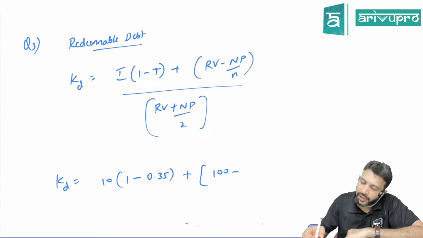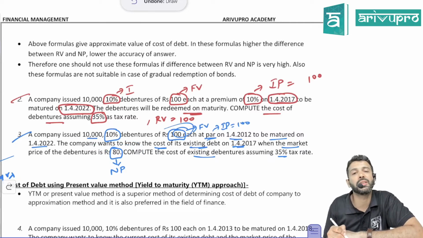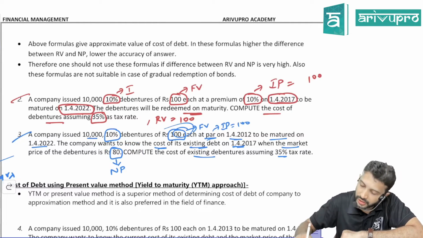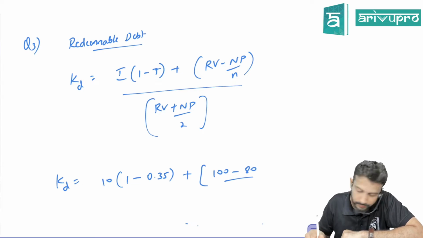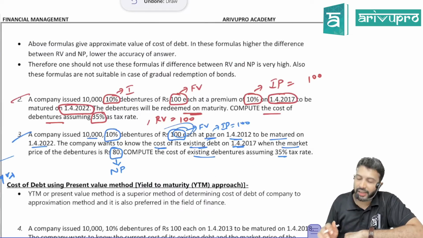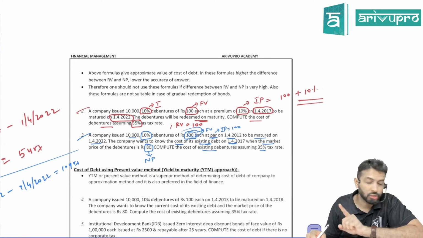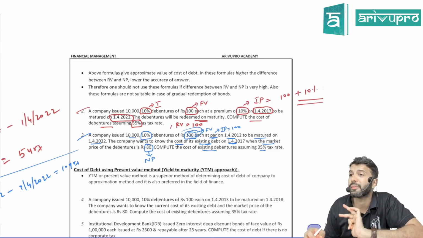Minus net proceeds. How much is net proceeds? 80. Since it is existing debt, we will take the current market price, which is 80. So 100 minus 80 divided by N. N is what, sir? 5. N is 10 or 5? Stop here and carefully everybody answer this, otherwise you may ask this again. 10 or 5?